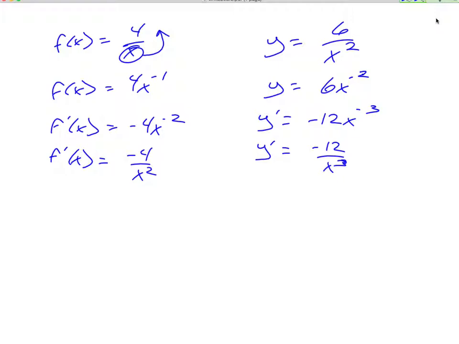So is this where you were saying the other day how the bottom exponent is going to be one more than it started? Yes. All right.